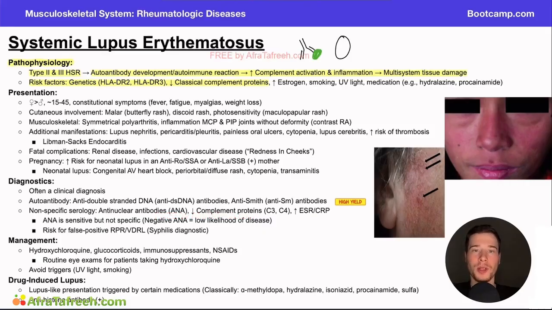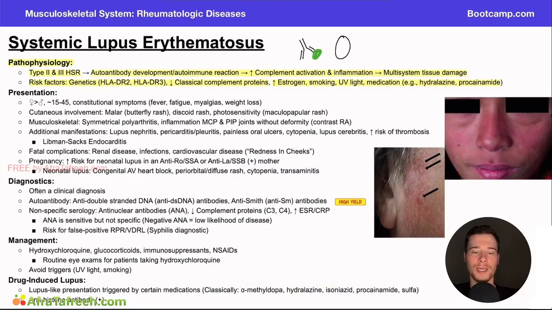We also have some other key associations such as increased estrogen. Based on the types of patients who get this in the age range, we suspect there might be a link between elevated estrogen levels and developing this condition. Additionally, some environmental factors such as smoking, UV light, and some medications, particularly hydralazine and procainamide, have been shown to increase a patient's risk of developing lupus. We'll talk about some medications later in something called drug-induced lupus, which has a very unique finding that they love to ask you about on test day.